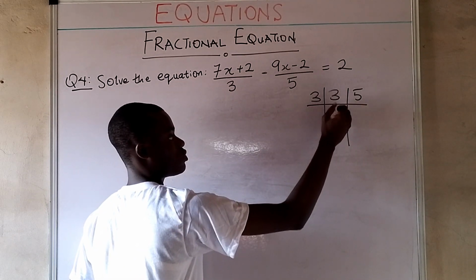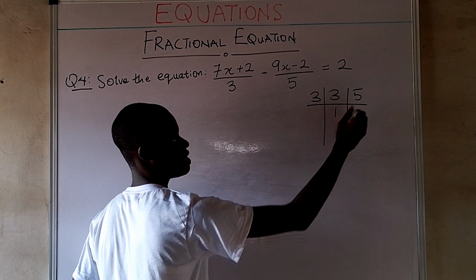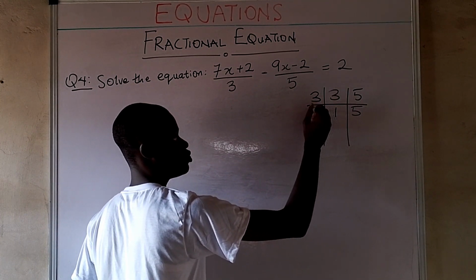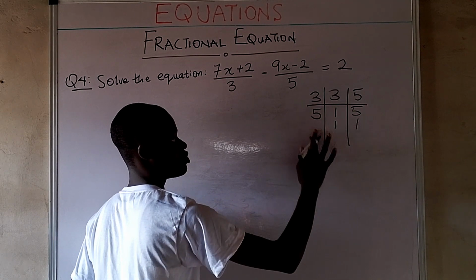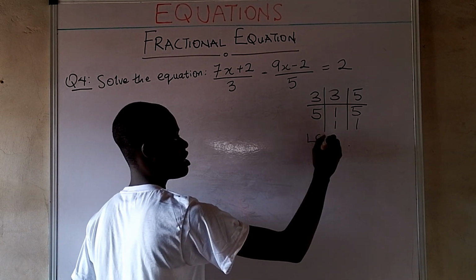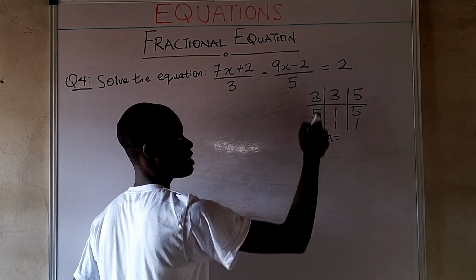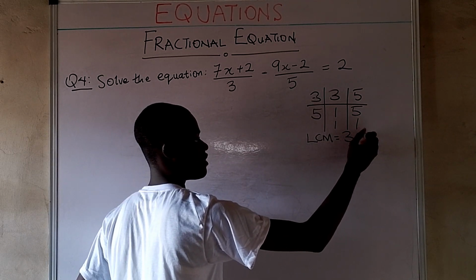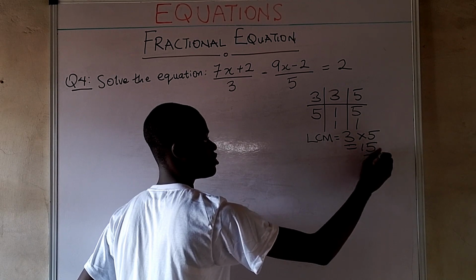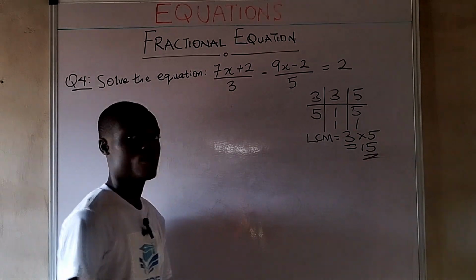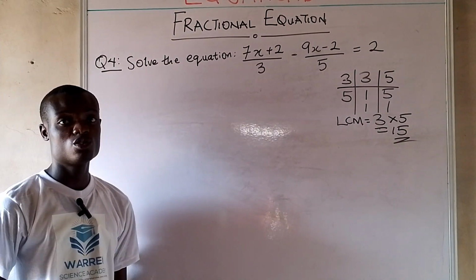So 3 can divide 3 1, but when 3 divides 5, there will be a remainder. So bring down that 5. Then we move on to 5. 5 can divide 5, so we are going to have 1, then 1. So therefore, the LCM is equal to the numbers that you have used to divide it, which are 3 and 5. So you are going to multiply. So 3 times 5 will give us 15. So the LCM is equal to 15. So the LCM of the denominators is 15.